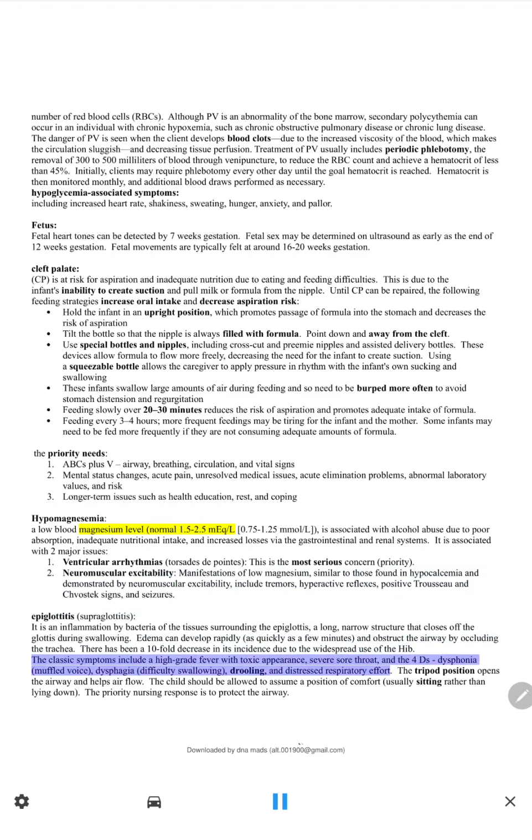The classic symptoms include a high-grade fever with toxic appearance, severe sore throat, and the 4 Ds: dysphonia, muffled voice, dysphagia, difficulty swallowing, drooling, and distressed respiratory effort. The tripod position opens the airway and helps airflow. The child should be allowed to assume a position of comfort, usually sitting rather than lying down. The priority nursing response is to protect the airway.